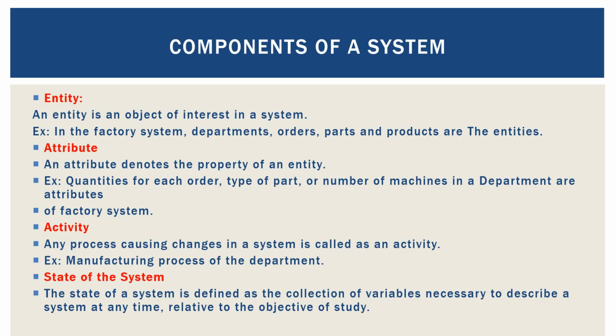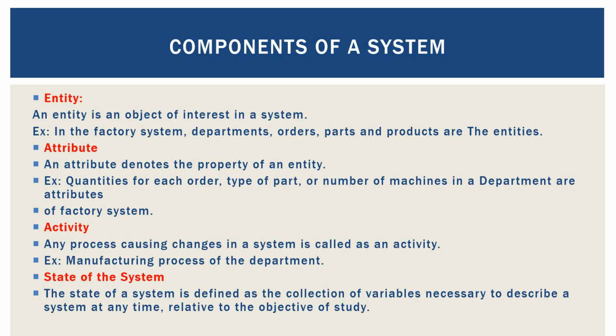What are the variables that can actually describe the system at any given time, relative to the objective of the study? It becomes the state of a system. So you might be given a system, for example, a bus. You might be required to identify the entities. A bus is a system. Can you identify the attributes? Can you identify the activities? Can you identify the state of the system?